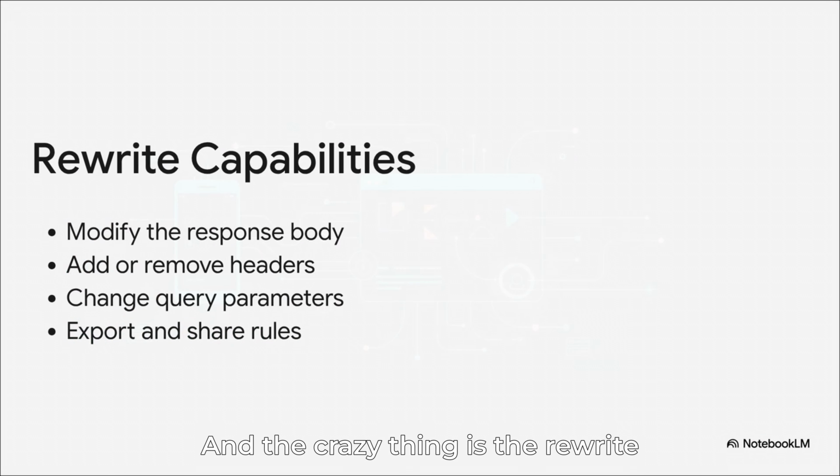And the crazy thing is, the rewrite tool is ridiculously versatile. You aren't just limited to swapping status codes around. You can modify the entire response body, inject missing CORS headers to bypass strict browser restrictions, change query parameters, and even export all these rules to share with your QA team so everyone is simulating the exact same edge cases. It's a real game changer.